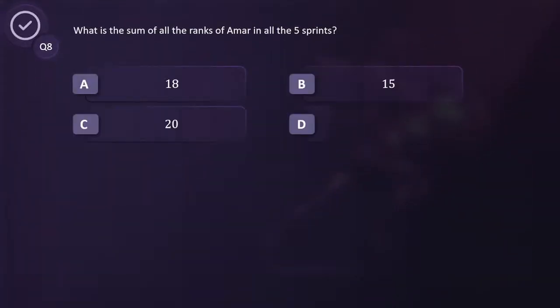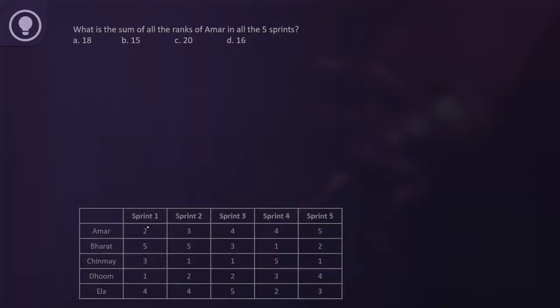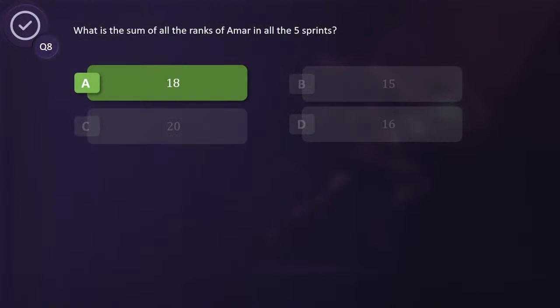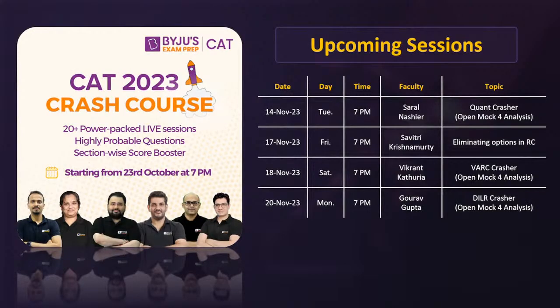And last question, what is the sum of all the ranks of Amar in all the 5 sprints? So just add them all and you will get your answer. So 5 and 5, 10 and 4 and 4, 18. So 18 is the sum of the ranks of Amar in all these 5 sprints. So correct answer is option A. All right. So friends, that is all about this lecture. I hope you have liked both the sets that we have seen in this.